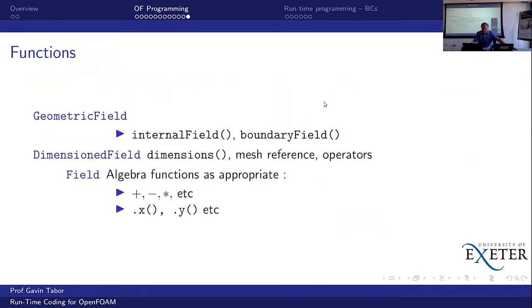I didn't like the way I laid out this slide, but it gives you some idea of the functions which we're accessing here. Geometric field, we can ask for the internal field, we can ask for the boundary fields. Dimensioned field level gives us dimensions, obviously, the mesh reference and various operators with dimension checking, and those are built on the fundamental field algebra operations there. Plus, minus, multiplication as appropriate, but also things to access components, x, y, and so forth.